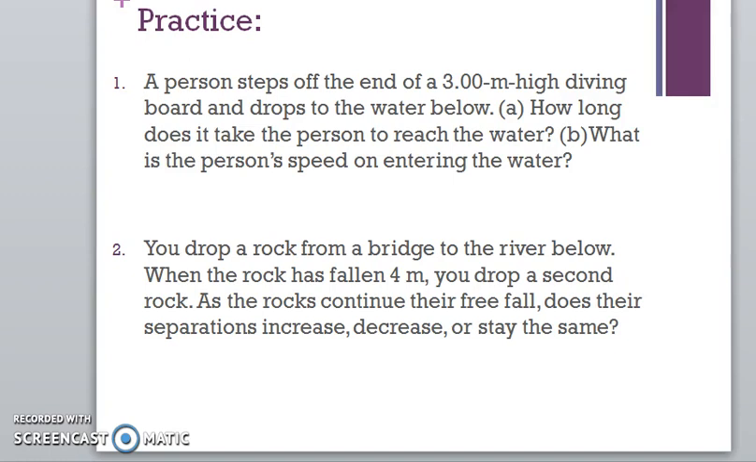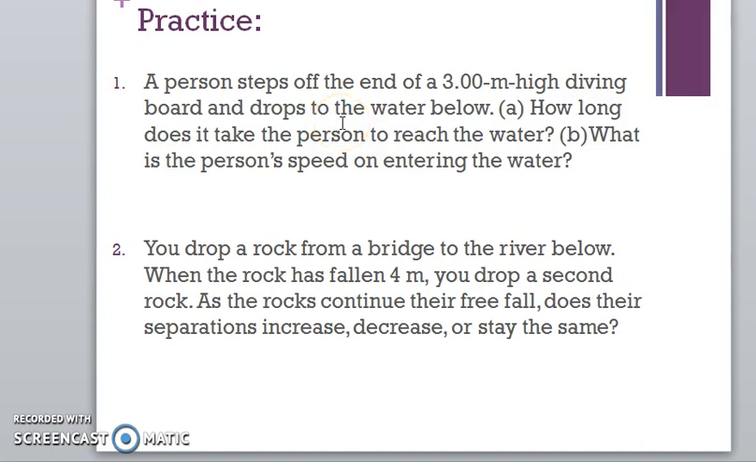Let's look at what other variables it gives us, because that's how we decide what kinematic equation we're going to use, is seeing what variables are given in the problem. So in this one, we have a distance. We're given the distance from the diving board to the water, and that is 3 meters. We're wanting to know how long, so we're looking for time. And then it doesn't give us any other information in the problem.